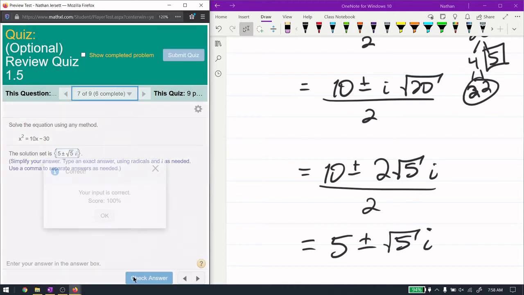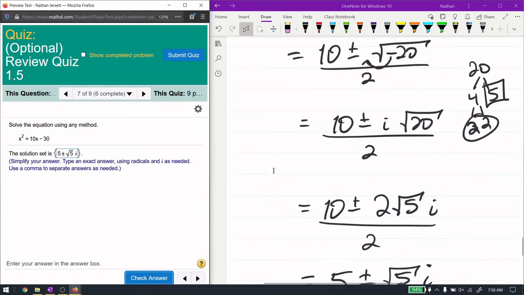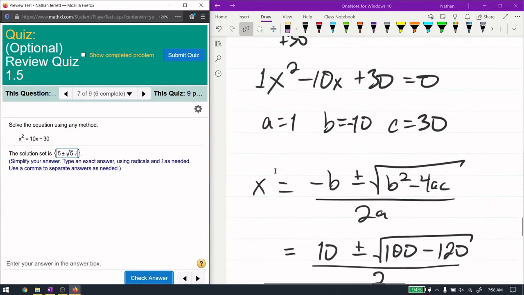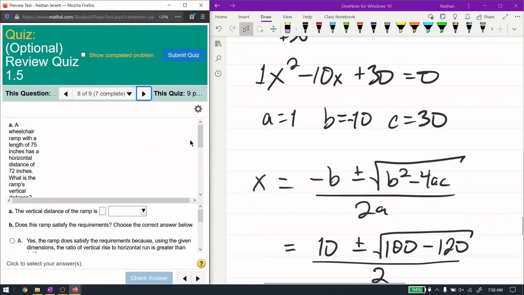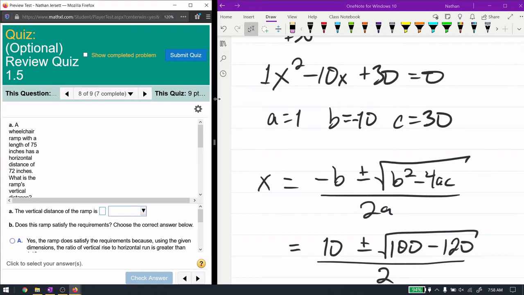And that's correct. So I would check the AC method first, because typically if you can do that, it tends to be faster. But if it doesn't work, you can always fall back on the quadratic formula. It will always give you the solutions to a quadratic equation. Okay, this one needs a little bit of room. Let me give it some room here.